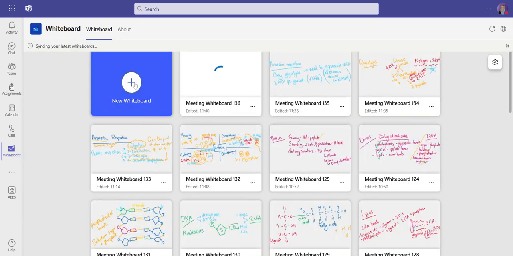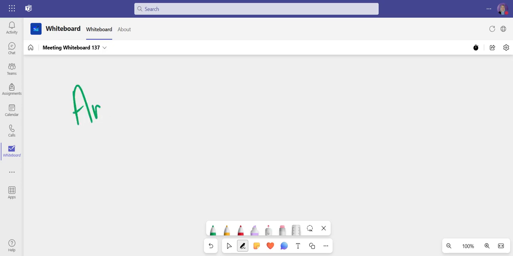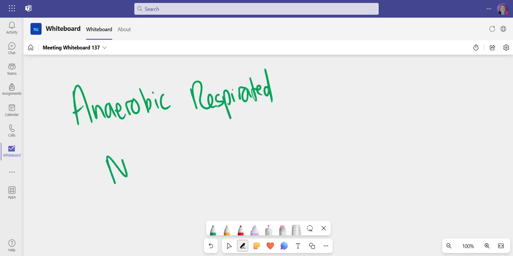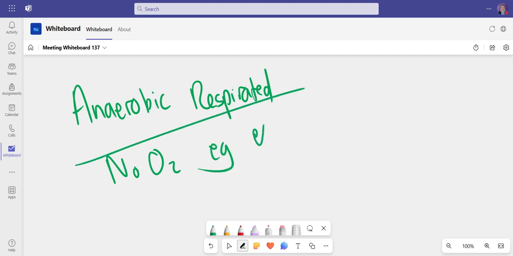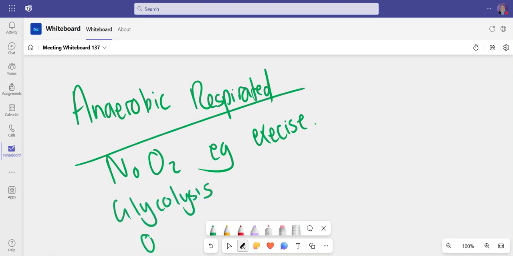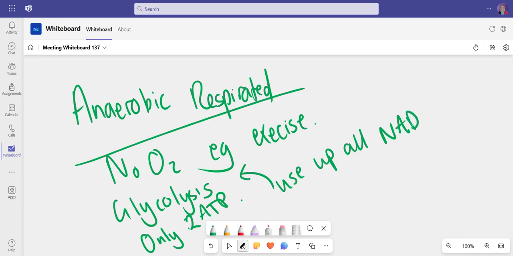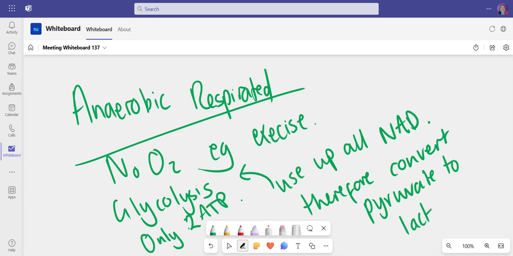Okay, so in summary, there's hardly anything you need to know about anaerobic respiration. So the key points are this. Anaerobic respiration happens when we don't have enough oxygen, for example, when we're exercising. The only process that can happen is glycolysis. Glycolysis only makes 2 ATP per glucose, which is very, very little. Glycolysis will use up all the NAD, and therefore what we do is we convert pyruvate to lactate to make more NAD in order to allow glycolysis to continue.